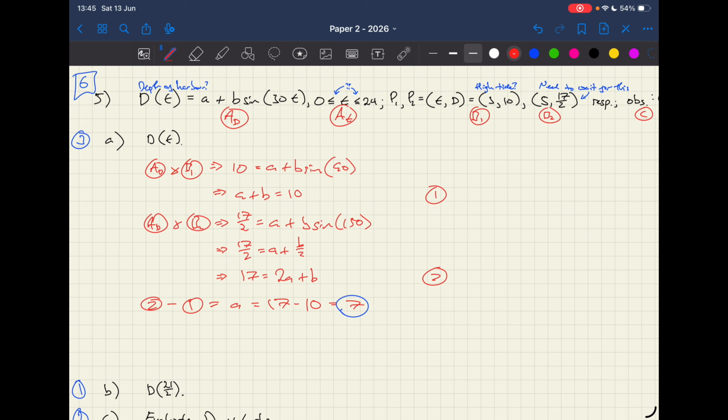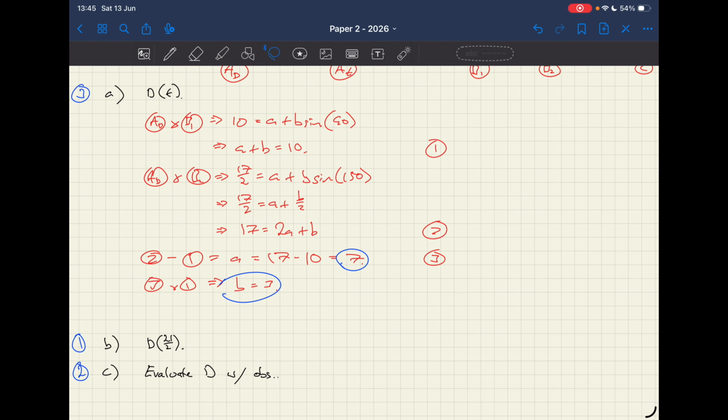And now then, we can take that fact number 3, combine it with any of the equations we have. Let's have a look at equation number 1. A plus B is 10. A is 7. B must be 3. Looks good to me. I think that's all good.